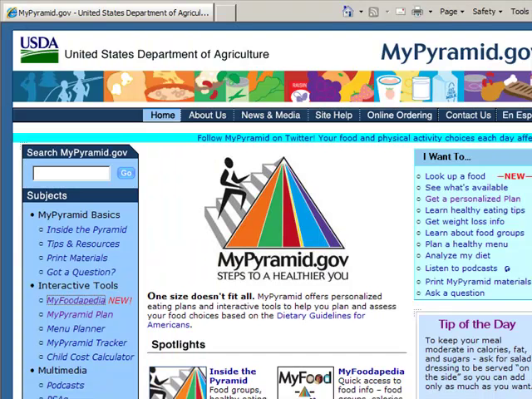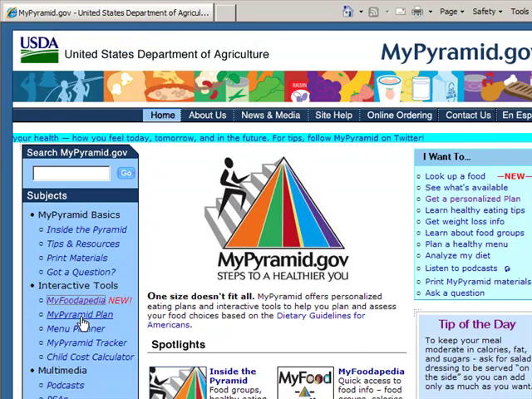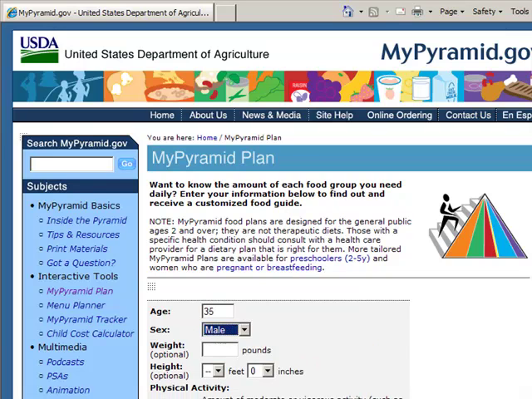Now it's time for our Are You Paying Attention exercise. I'd like you to go to mypyramid.gov. That's mypyramid.gov and choose this My Pyramid plan on the left side. This will allow us to develop your own personal food pyramid and what you should be eating. And go ahead and put in your age, your gender, your weight.